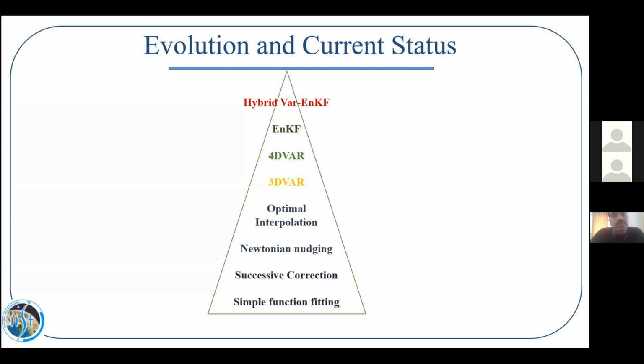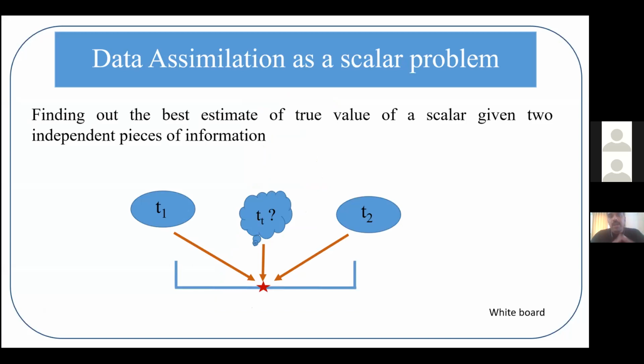So let me explain. I'll be using a bit of mathematics over here, because I thought I'd just avoid it, but without this, I cannot explain the data simulation very clearly. So I'll just choose this as a scalar problem. We have a multivariate issue, but for the sake of understanding, I'll solve the data simulation as a scalar problem. So the purpose of data simulation, I'm reiterating again and again, is to find the best estimate of the state.